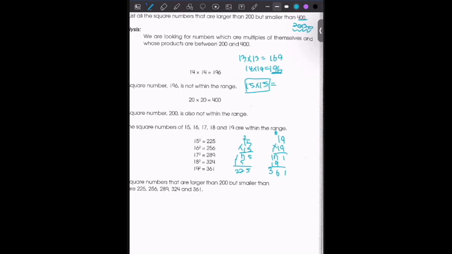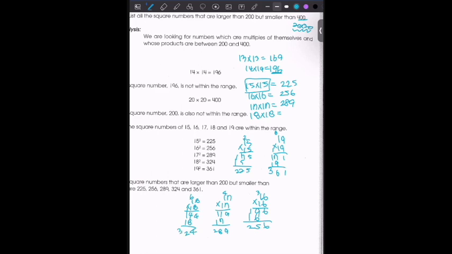15 times 15 is 225. 16 times 16 is going to be 256. And we have 17 times 17, which is 289. Then we have 18 times 18, which is 324. And then we have 19 times 19, which we said was 361.